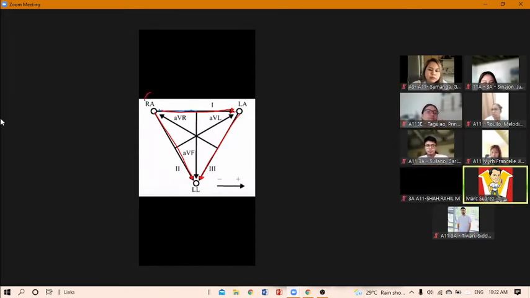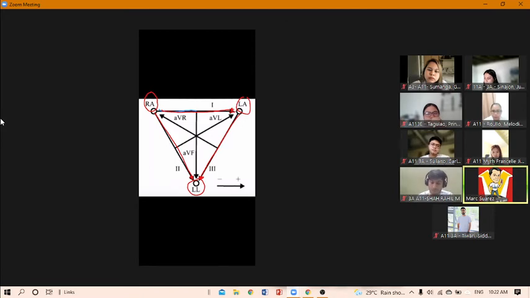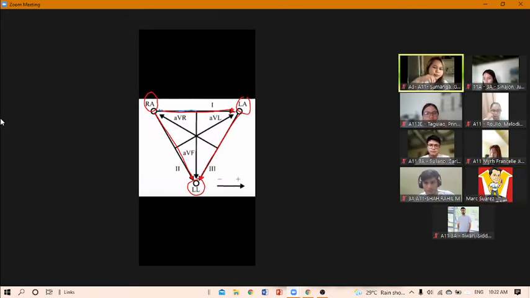This one is the right arm. This one is the left arm. And this one is the LL. What is LL? Left leg, Doc. Left leg. Okay. So any questions or shall we proceed? Proceed. Okay.